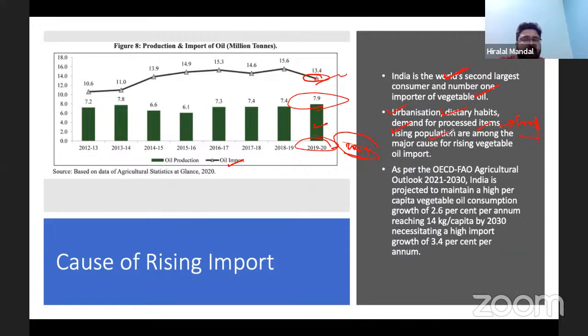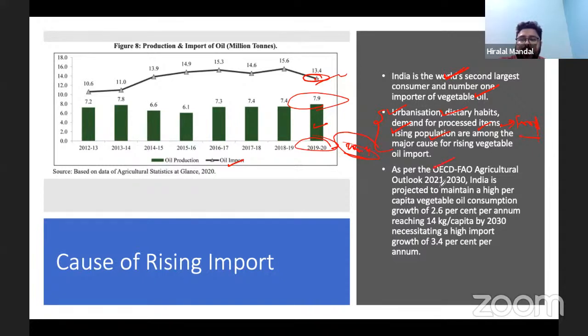So again, the rising population is one of the factors, because to meet the demand of a rising population, we need to at the same time ramp up the production at the same level. So the major causes of rising vegetable oil import in the country are urbanization, change in dietary habits, demand for processed items, and rising population. All right. In fact, this will continue to rise.